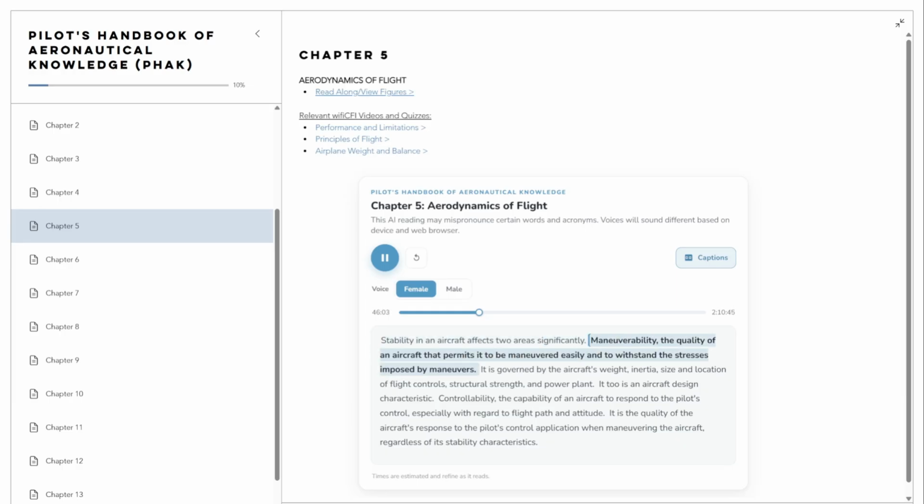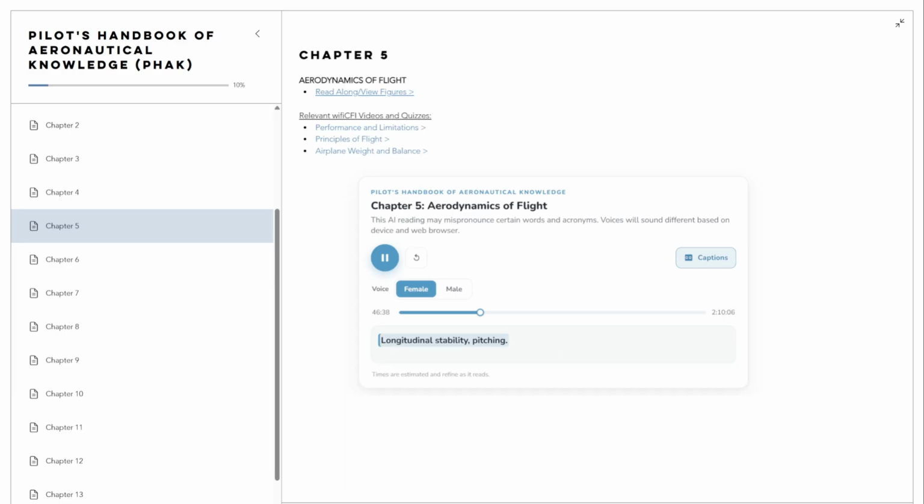Maneuverability: the quality of an aircraft that permits it to be maneuvered easily and to withstand the stresses imposed by maneuvers. It is governed by the aircraft's weight, inertia, size and location of flight controls, structural strength, and power plant. It too is an aircraft design characteristic. Controllability: the capability of an aircraft to respond to the pilot's control, especially with regard to flight path and attitude. It is the quality of the aircraft's response to the pilot's control application when maneuvering the aircraft, regardless of its stability characteristics.